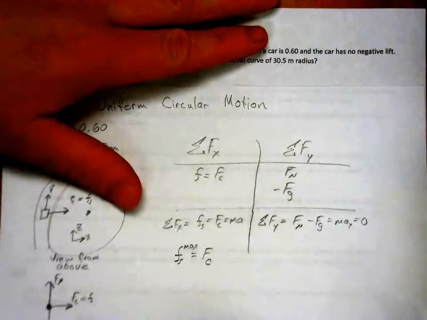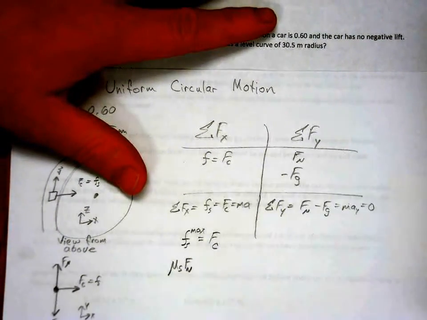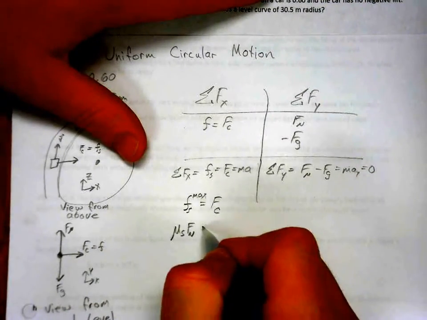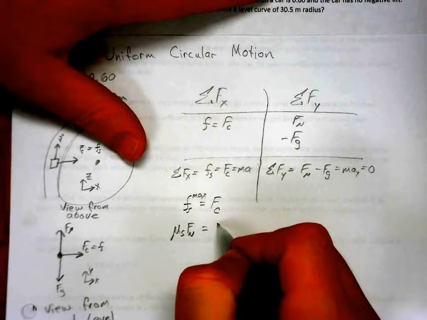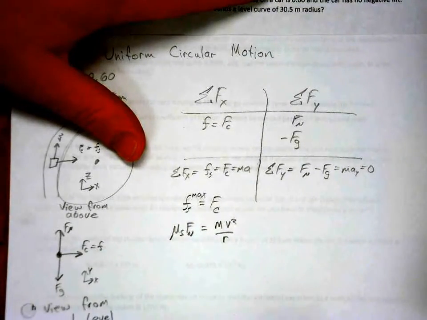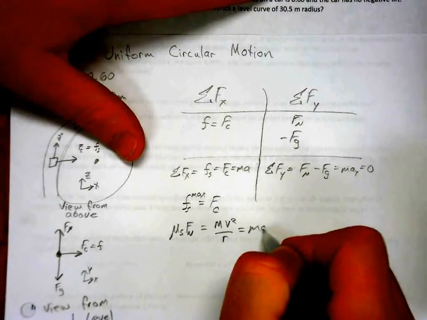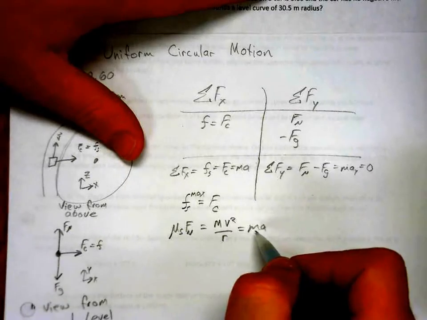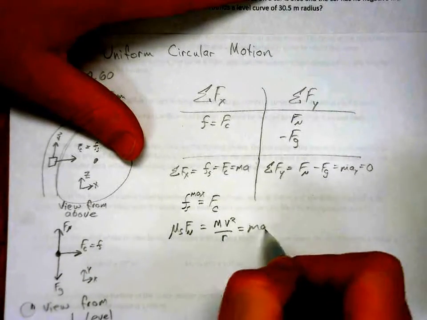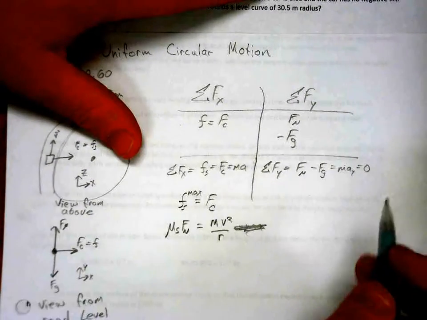Okay, so expanding these, mu s Fn is just how we expand the maximum force of static friction. And the centripetal force is mv squared over r. If you remember, this equals mass times acceleration because it is a net force. Mass is mass, and centripetal acceleration is v squared over r. But we're not going to deal with that. We're just going to work from here.